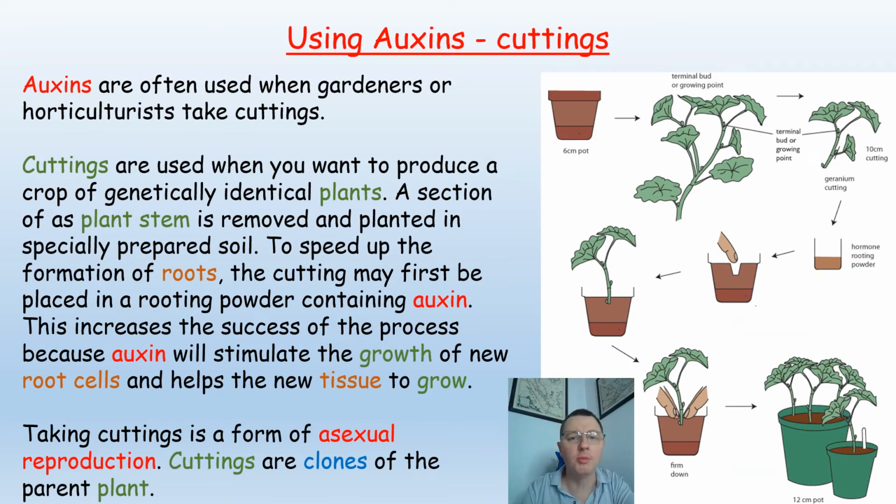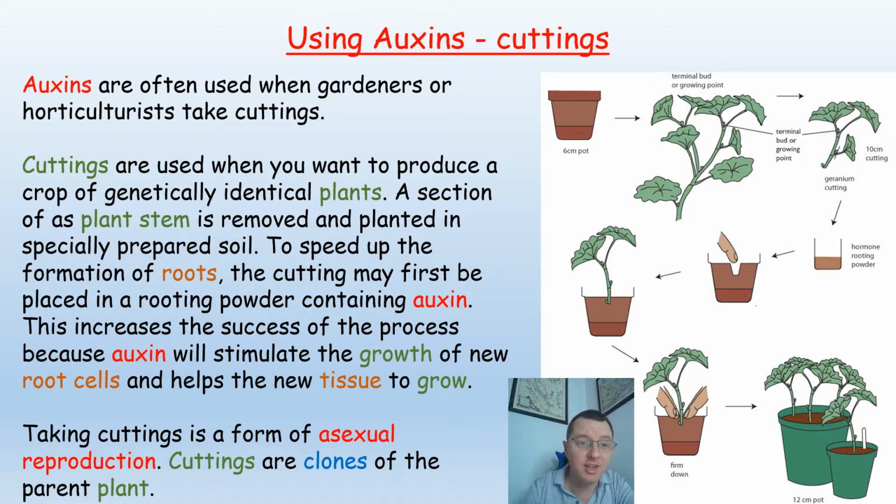The final plant hormone that we're going to look at in this video are the auxins. You may have come across auxins when studying phototropism and geotropism, which are a plant's growth responses to a stimulus. I'll put a link down below for my video on that topic. In this video, we're going to be looking at the uses of auxins, in particular on this slide, taking cuttings. Auxins are often used when a gardener or a horticulturalist needs to take a cutting. Cuttings are used when you want to produce a crop of genetically identical plants, clones.